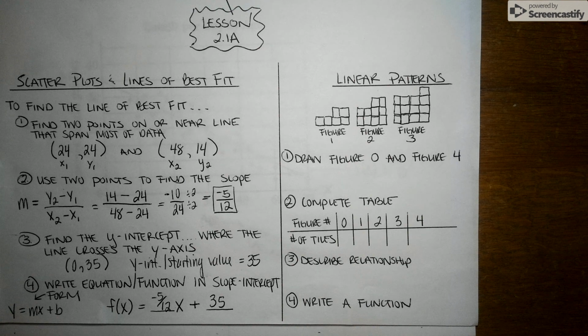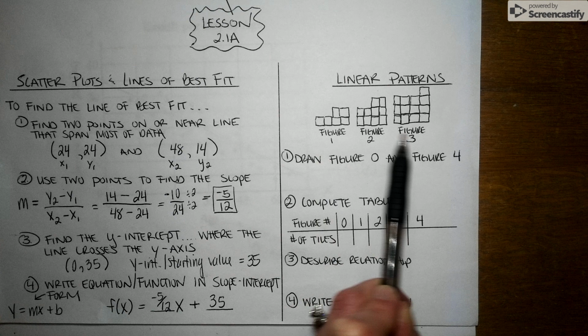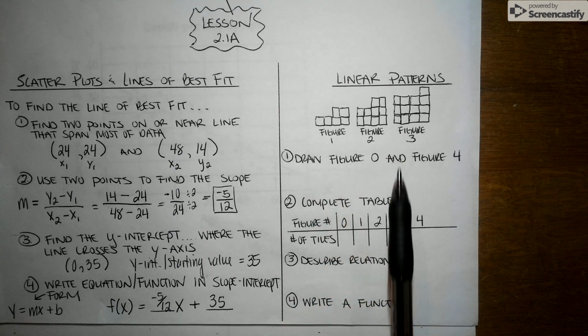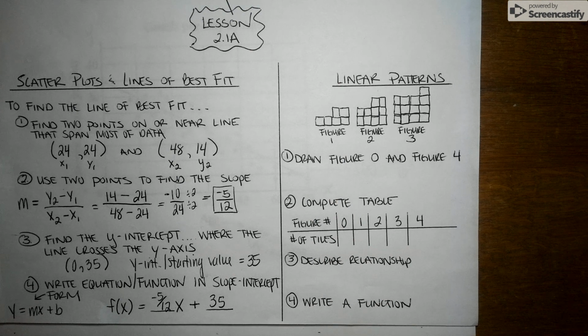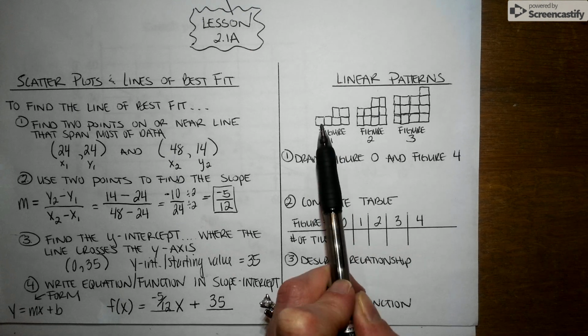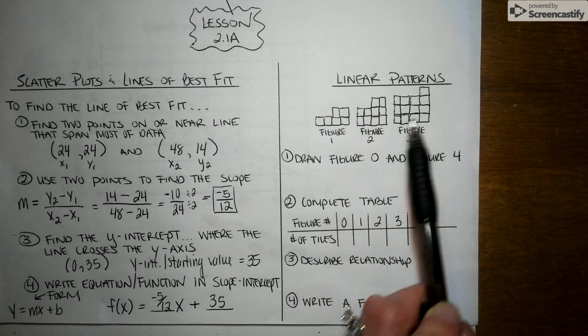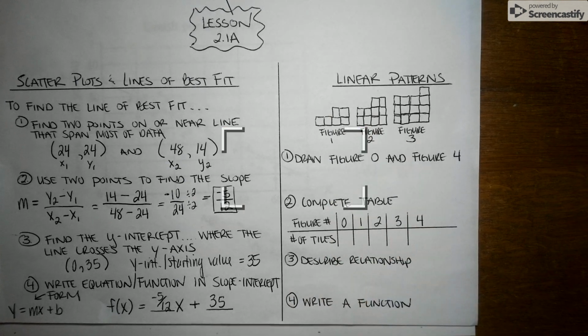However, instead of having the figures drawn out, what I could have done is I could have listed numerically how many tiles are in each of these figures. So instead of drawing the picture for you, I could have just written the number of how many tiles this is, how many tiles this is, and how many tiles this is. But having a visual is nice.